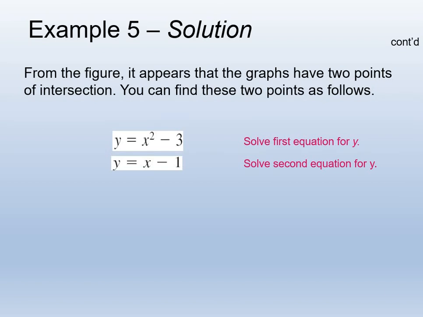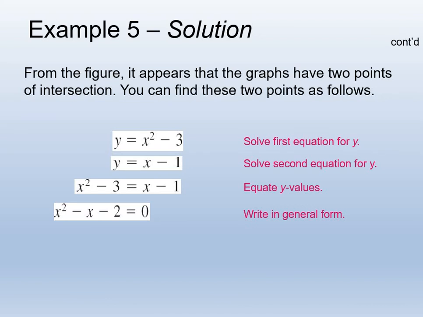The most common method that you learned: since they're both equal to y, I can set both of these equations equal to each other and solve for x. So I set x squared minus 3 equal to x minus 1 and solve for x. I'm left with x squared minus x minus 2, so I want to factor that. That factors into x minus 2 times x plus 1. Remember, in the general form x squared minus x minus 2, we need two numbers that multiply to negative 2 and combine to give negative 1. That's why we have x minus 2 times x plus 1.